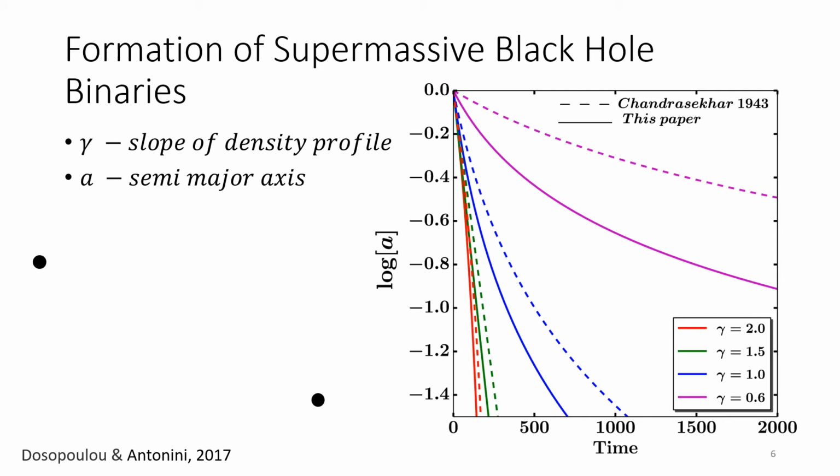The graph on the right shows a model of the decrease in the binary separation, A, on the y-axis as a function of the simulation time. Different colors represent different density profiles of the stellar background.